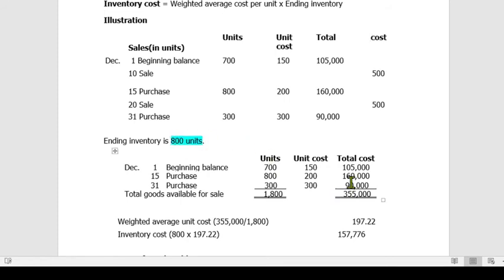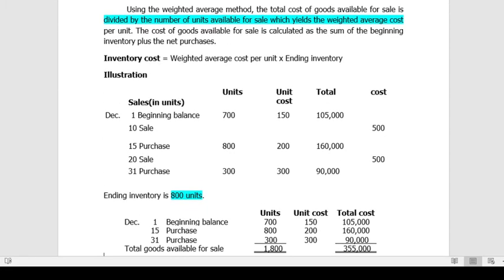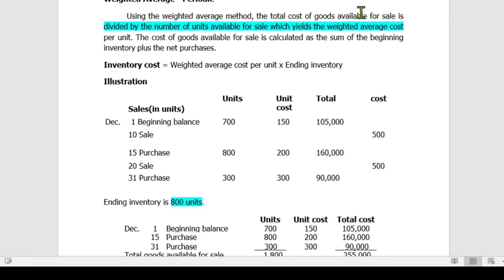So, the beginning balance is 700 units at 105,000 total cost. There are these purchases. So, under the weighted average method, ang sabi dito is we get the cost of goods available for sale, and then we divide it by the number of units available for sale para makuha mo yung weighted average cost per unit.